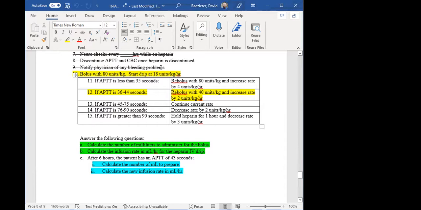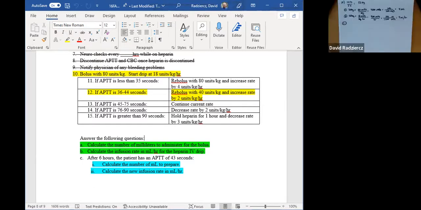So the 18 was the starting rate, and when you are increasing it by 2 units, then it will be 20. That's how it came, correct? You got it. Yes, that is correct.